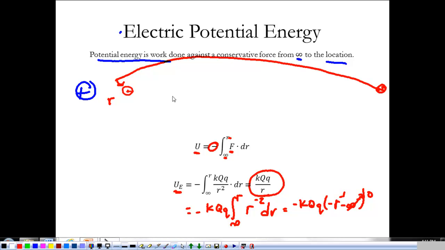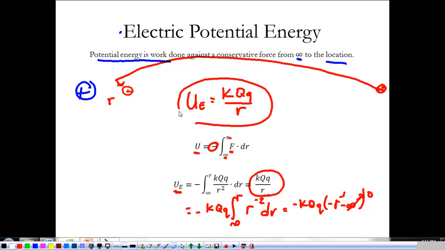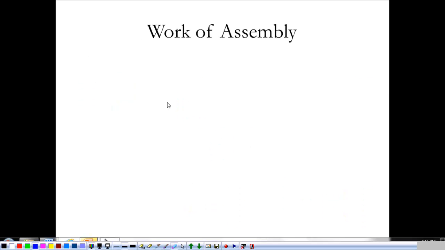So for us, the electric potential energy is going to be KQQ over R. And electric potential energy is a much, much nicer quantity to work with than force, primarily because energy is a scalar. So let's look at problems that are associated with this.